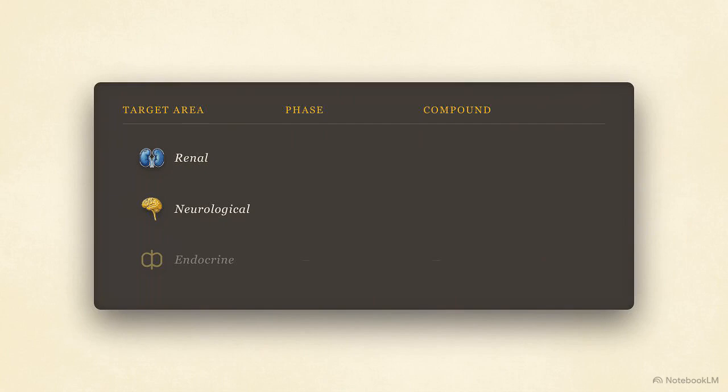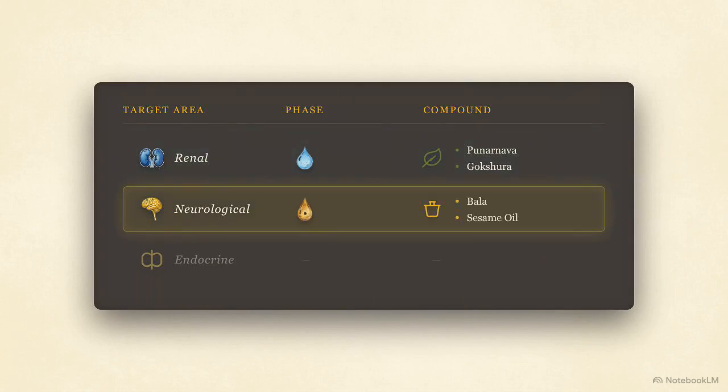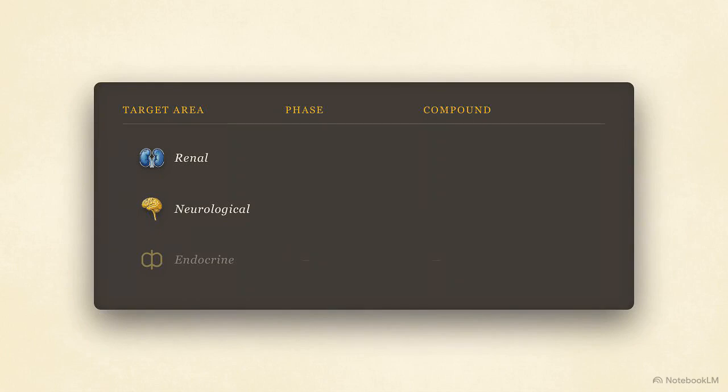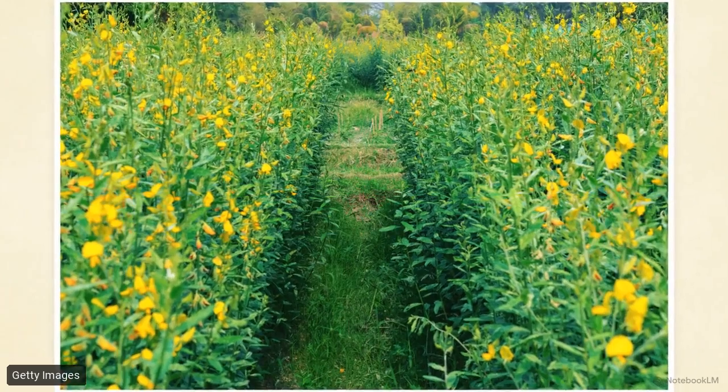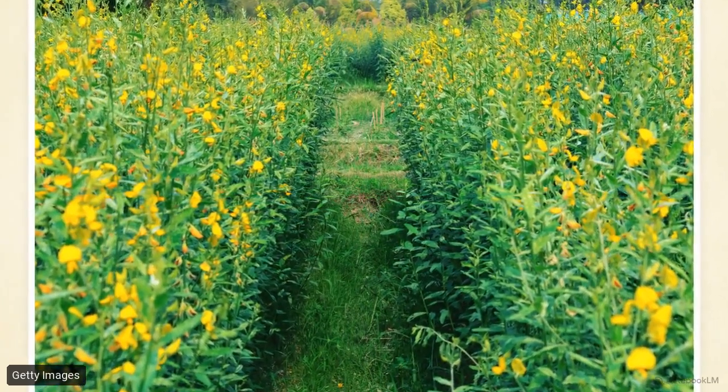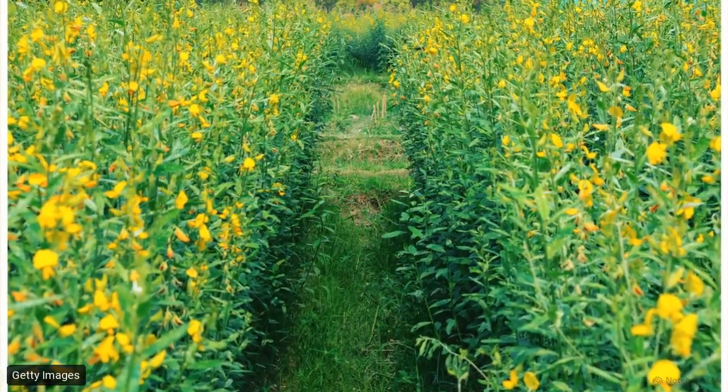These protocols form a clinical framework based on the targeted system. For renal clearance and diuresis, the protocol relies on aqueous decoctions paired with Punarnava and Gokshura. For nerve repair and paralysis, the protocol requires heavy lipid extractions paired with Bala and sesame oil. Because of the monocrotaline content, pregnancy and pre-existing liver dysfunction are absolute contraindications for any Shanmula-based treatment. Clinical success depends on respecting the precise pharmacological methodologies required to deploy these botanical agents with safety and efficacy.